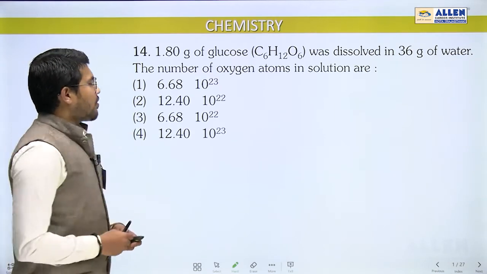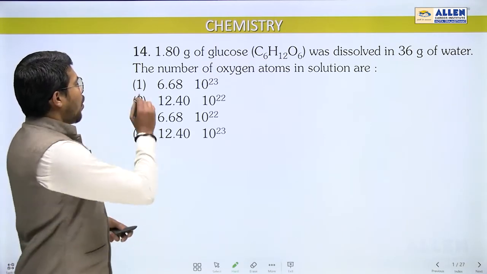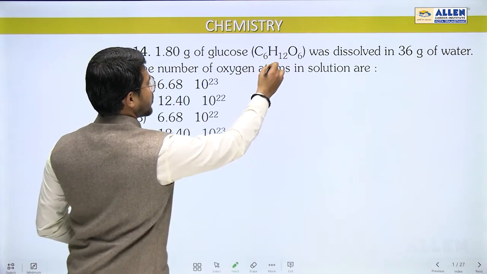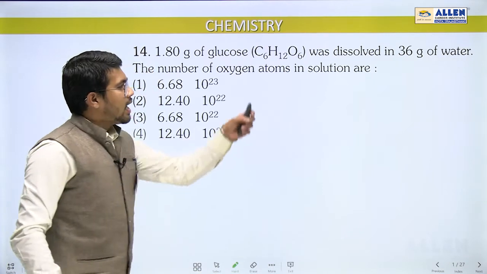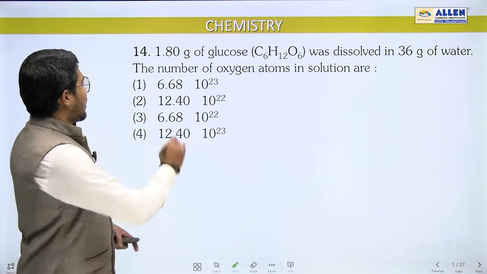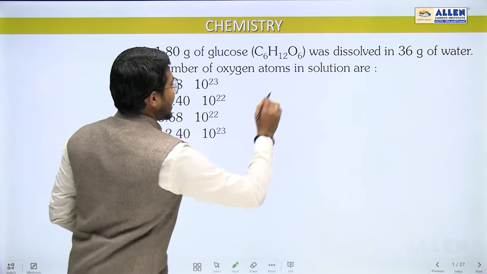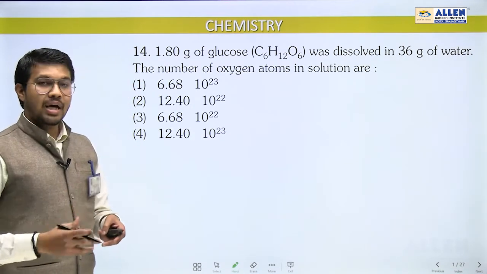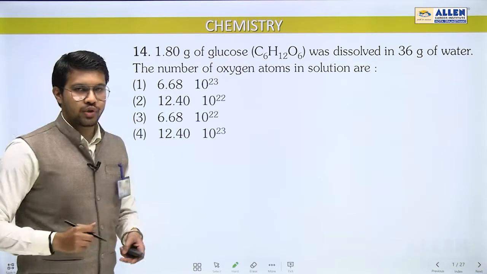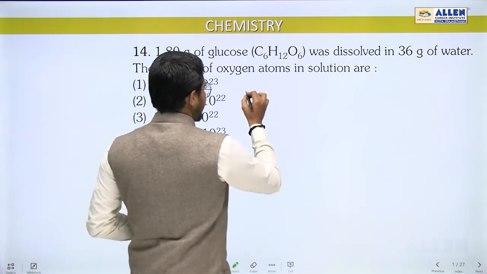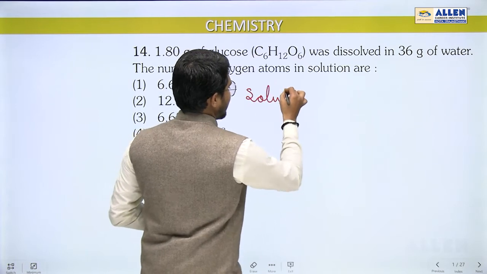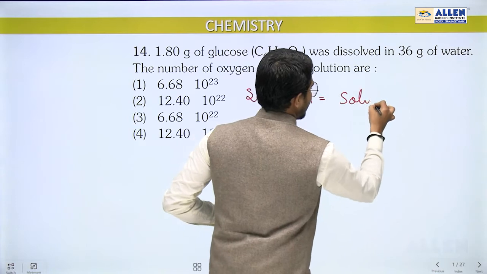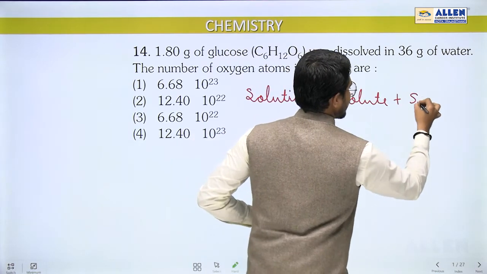Question number one says that 1.80 gram of glucose, that is C6H12O6, was dissolved in 36 gram of water. The number of oxygen atoms in solution are, so the total number of oxygen atoms present in solution is asked. We know that a solution is made up of two parts, that is solute plus solvent.